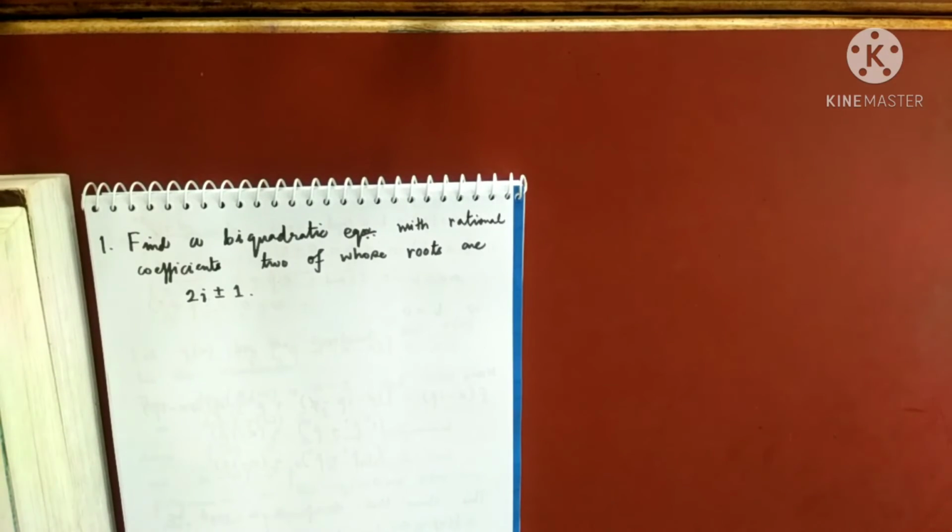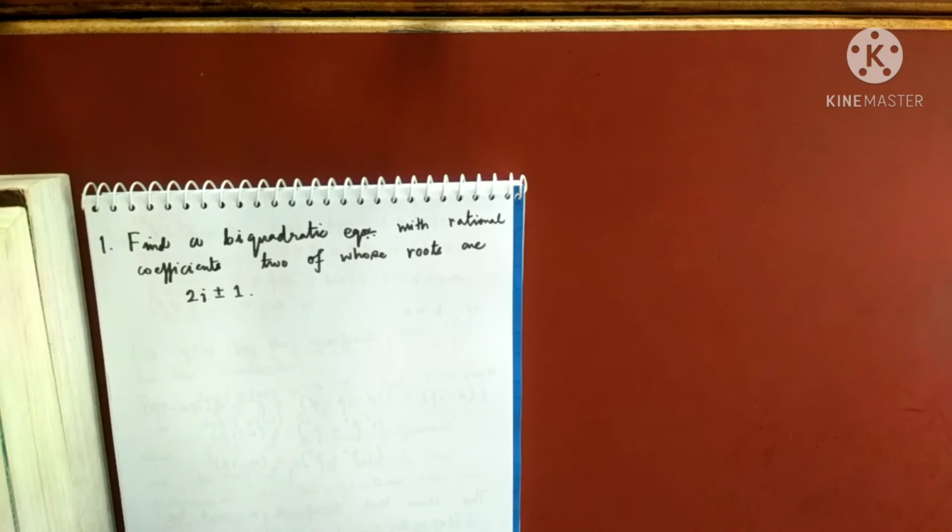So this is the question. The question is this: find a biquadratic equation. What is the meaning of a biquadratic equation? An equation having degree 4, right? So find a biquadratic equation with rational coefficients, whose coefficients must be rational numbers, 2 of whose roots are 2i plus minus 1.